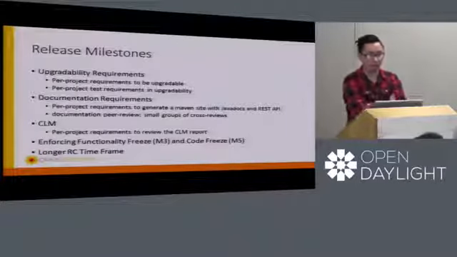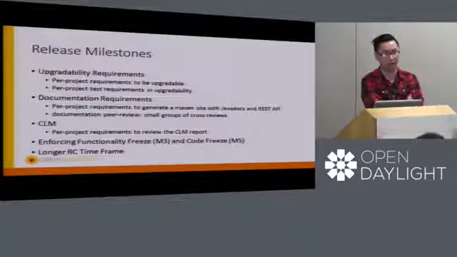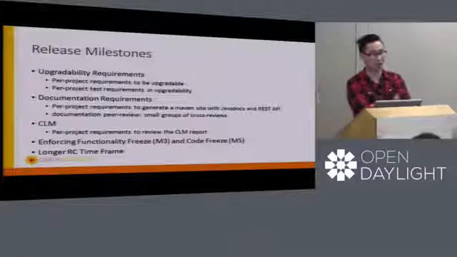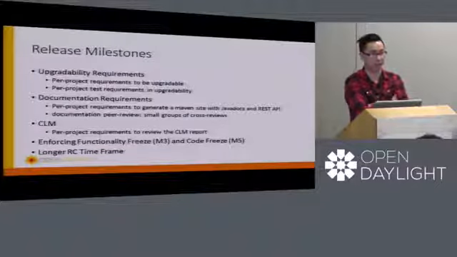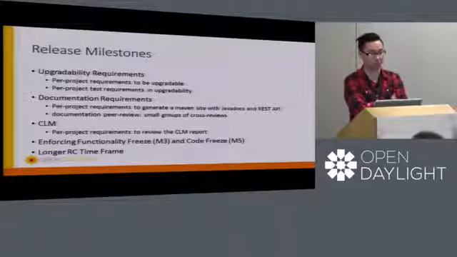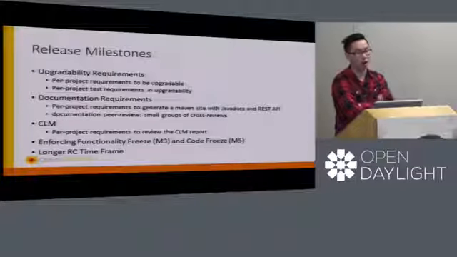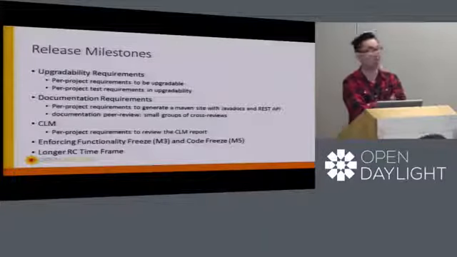For the release milestones, there was some discussion during the Beryllium timeframe about adding some new requirements. One of them is adding an upgradability requirement for each project, defining whether or not they've tested upgradability from a previous release. There was also some discussion about adding documentation requirements for projects to generate Maven sites with JavaDocs and REST APIs.